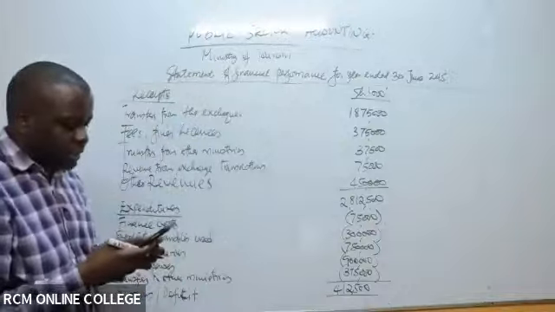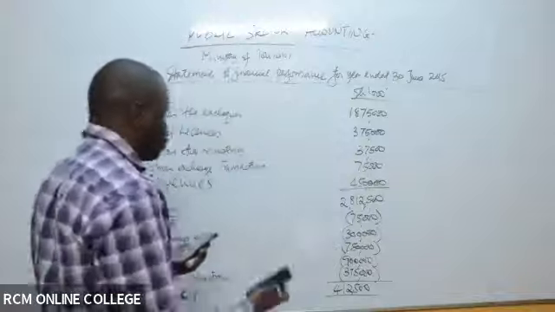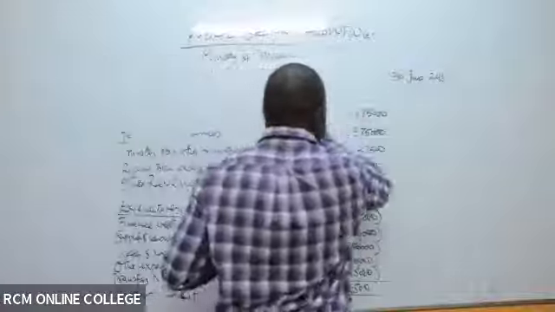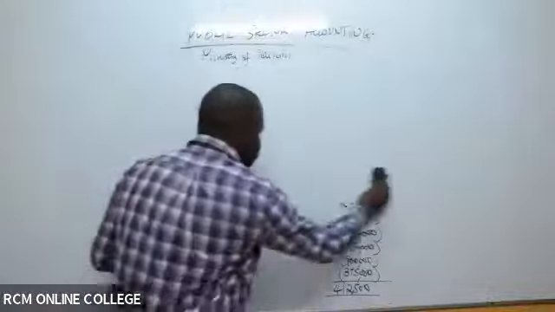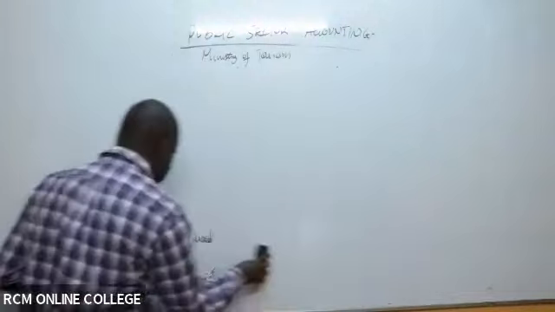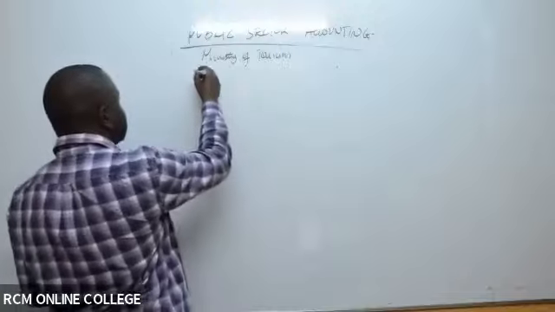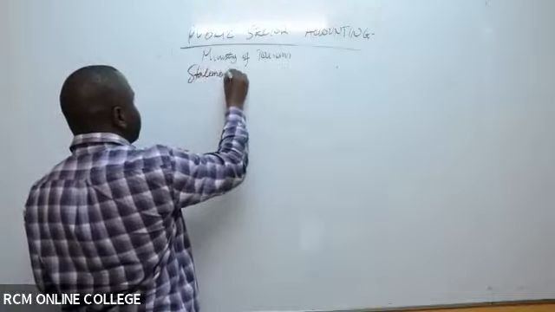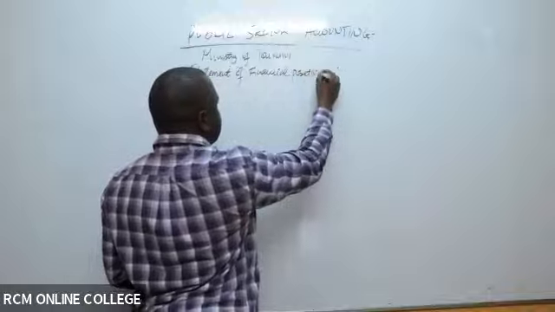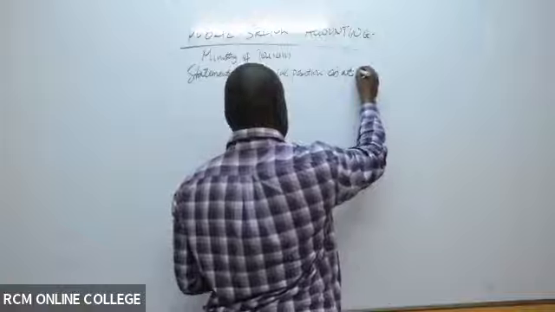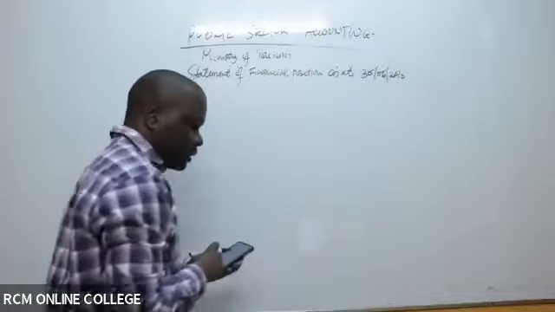So the second part of the question wanted us to prepare the statement of financial position. So we can look at, in this case, Ministry of Tourism, statement of financial position as at 30th of June 2015.